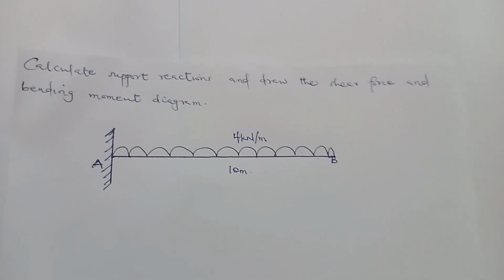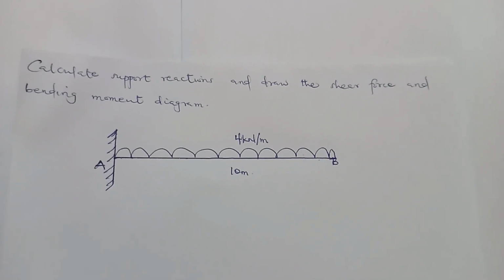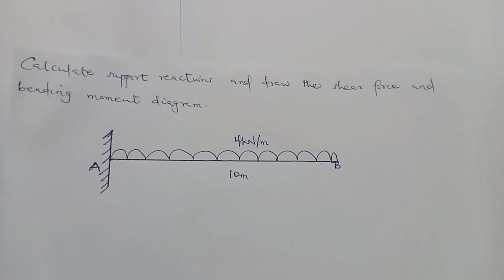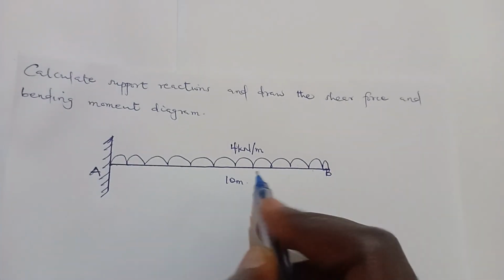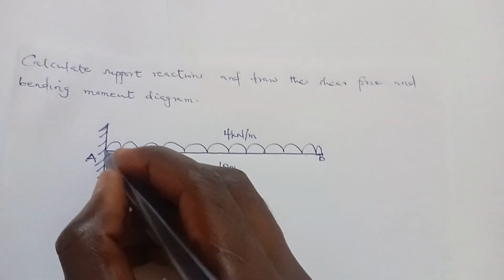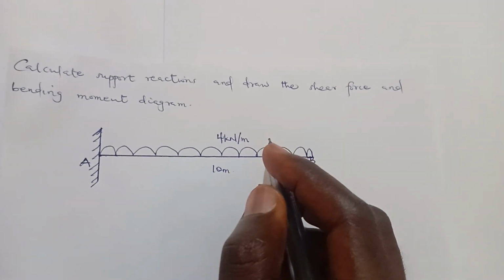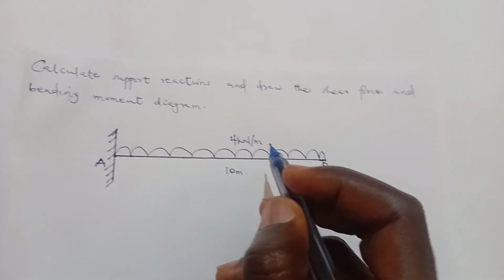In this video, we are to calculate the support reactions and draw the shear force and bending moment diagram for a cantilever beam with a UDL. The span of the beam is 10 meters, and this point is A and this point is B. The force per unit length of the UDL is 4 kilonewton per meter.